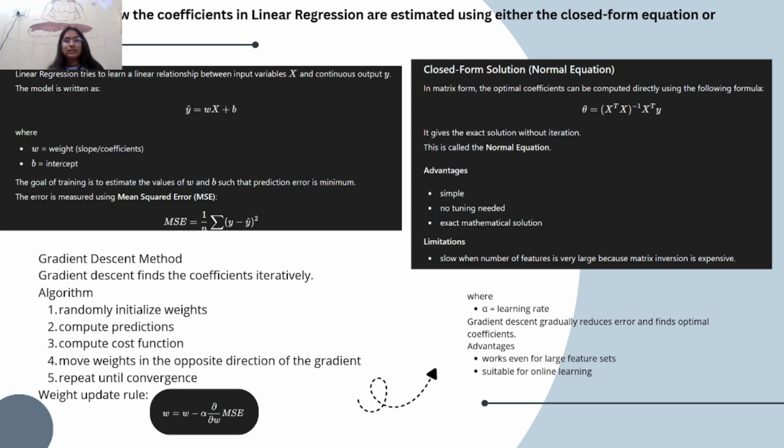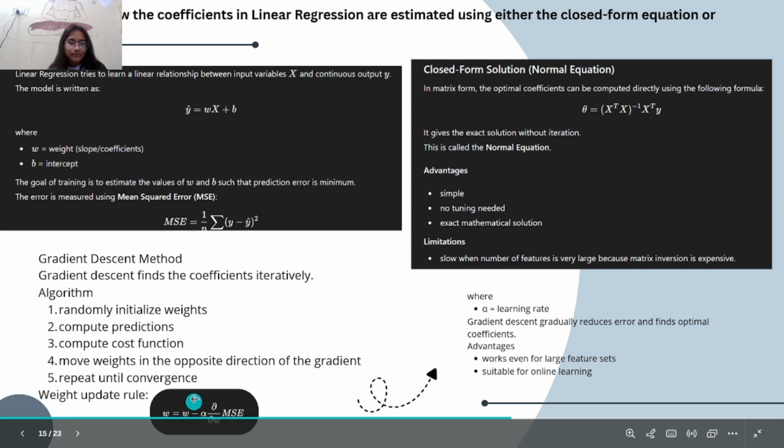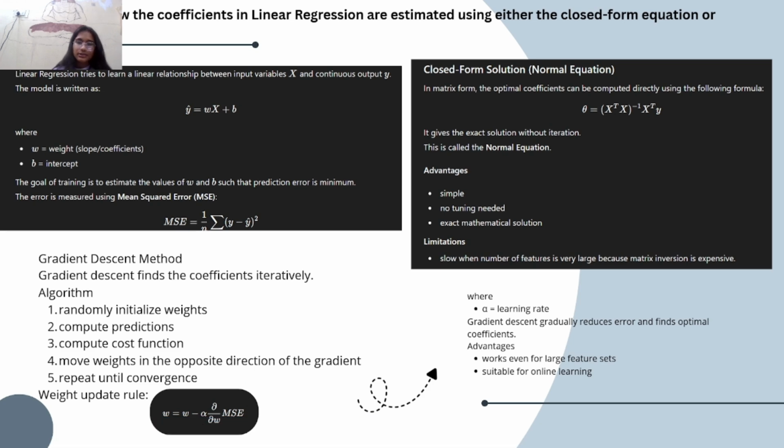Method 2 is gradient descent. If data is large, we use the gradient descent method. We start with random values of w and b and gradually update them in the direction of minimum error. This is the formula used for gradient descent, where alpha is the learning rate. Gradient descent gradually reduces errors and finds the optimal coefficients. The advantage here is that it works even for large feature sets and is suitable for online learning. This is the solution of question number 6, part A.